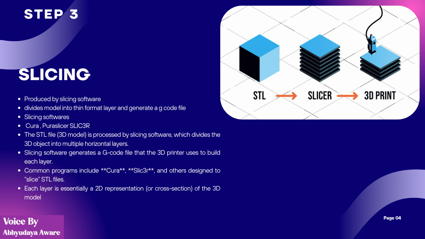Slicing. So the third step consists of slicing. In 3D printing, slicing is a critical step where the STL file is divided into fine horizontal layers. Slicing software such as Cura and Slic3r converts these slices into a G-code file, which acts as the set of instructions for the printer. Each slice represents a 2D cross section of the model, allowing the printer to construct the object layer by layer with precision.